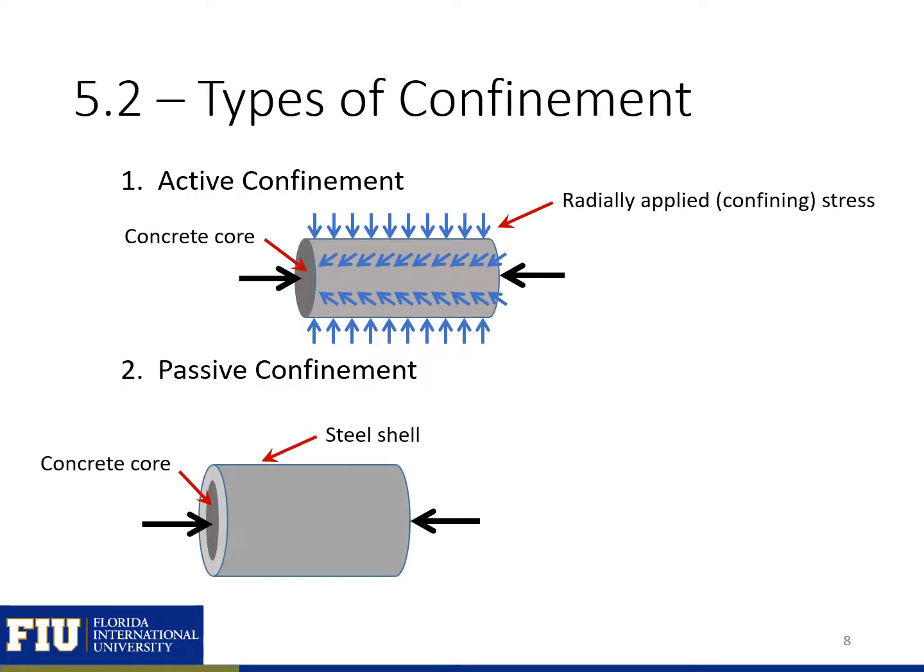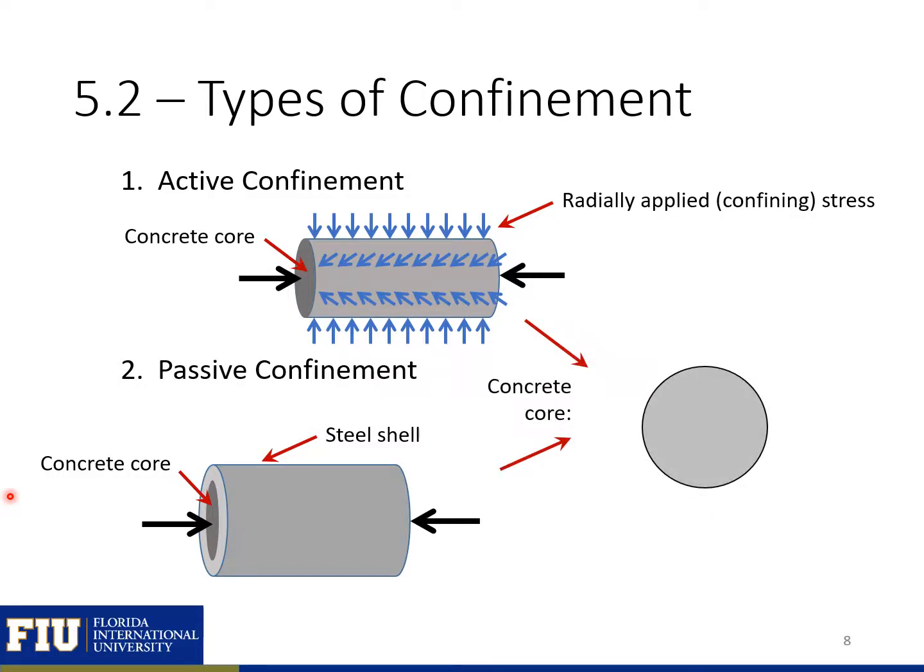There are two main types of confinement, active confinement and passive confinement. In active confinement, we have an actively applied radial confining stress that's applied around our concrete. So here you can see these blue arrows would be an active confining stress or an actively applied stress. This will greatly increase the strength in the black arrow direction for our concrete.